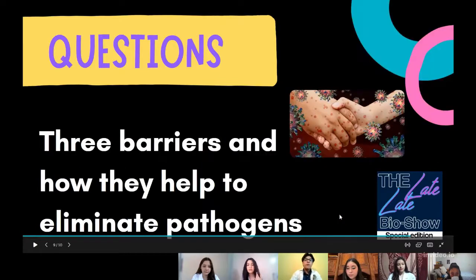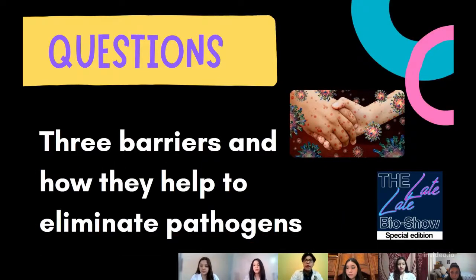Well, we would like to list three critical barriers and how they help eliminate pathogens. While mechanical barriers physically block pathogens from entering the body, the skin is the most important mechanical barrier. In fact, it is the single most important defense the body has. The outer layer of the skin is tough and very difficult for pathogens to penetrate.